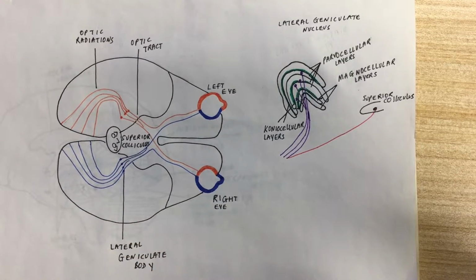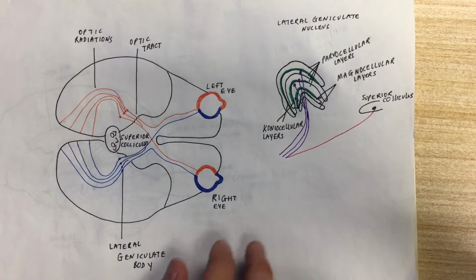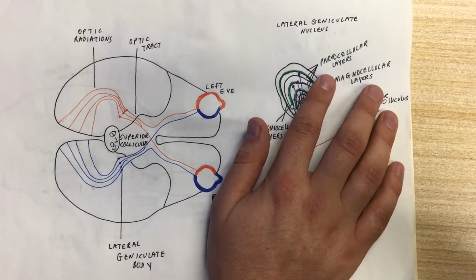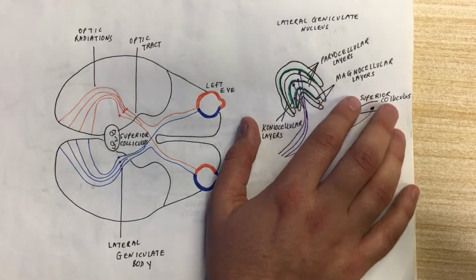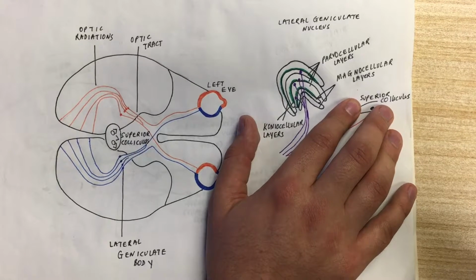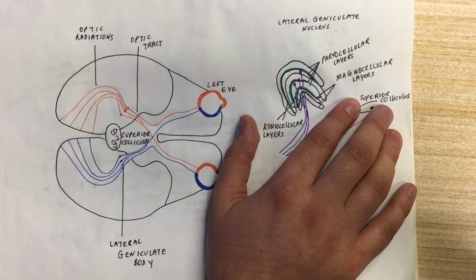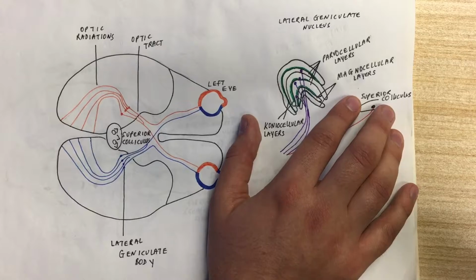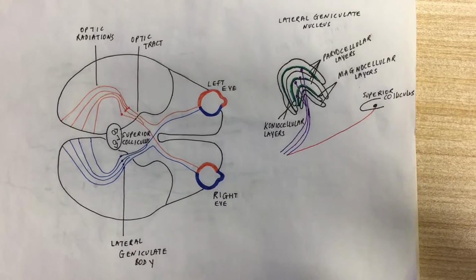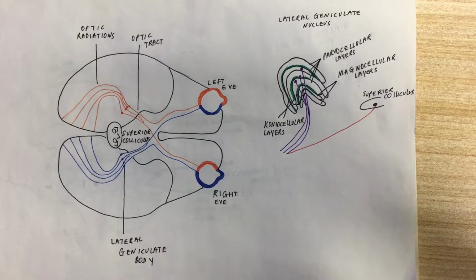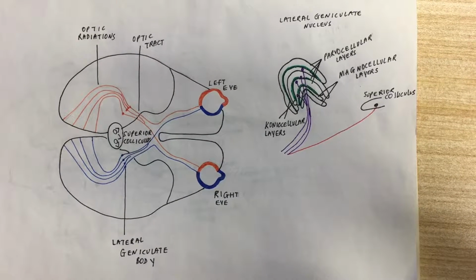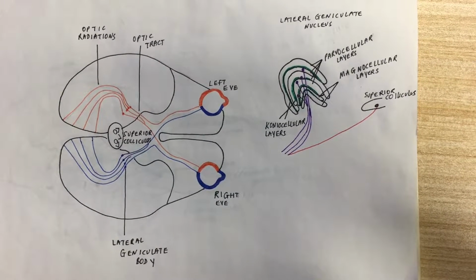The LGN consists of 6 layers of neurons, the first 4 layers being composed of parvocellular neurons that receive information from the P cells in the retina, and the final 2 inferior layers being composed of magnocellular neurons that receive information from the retinal M cells. The layers receive information from one eye, and in the case of the parvocellular layers, one visual field, which results in the preservation of separation of visual fields.